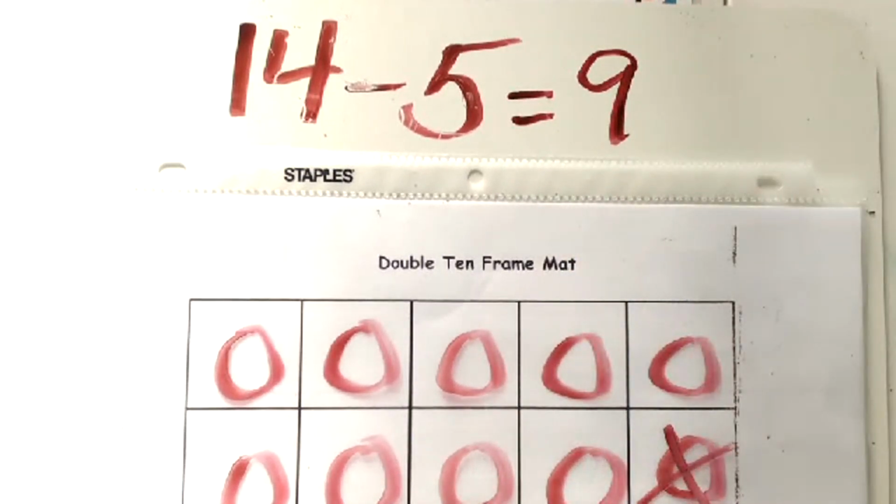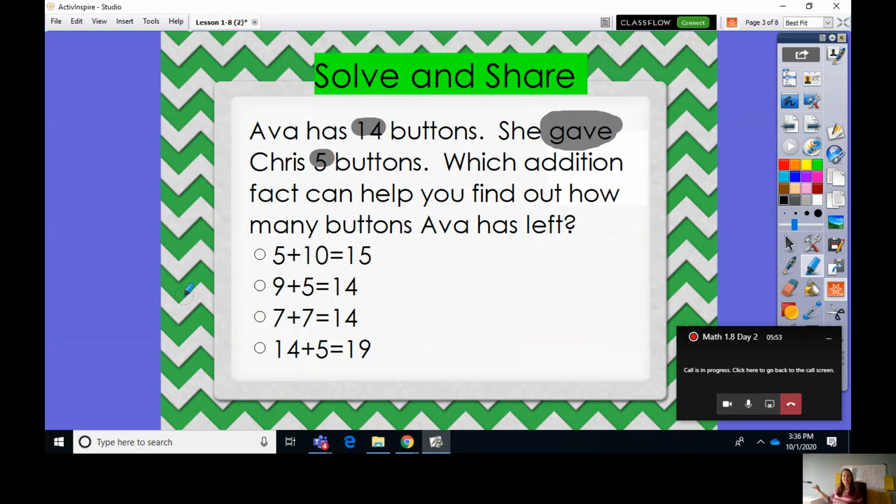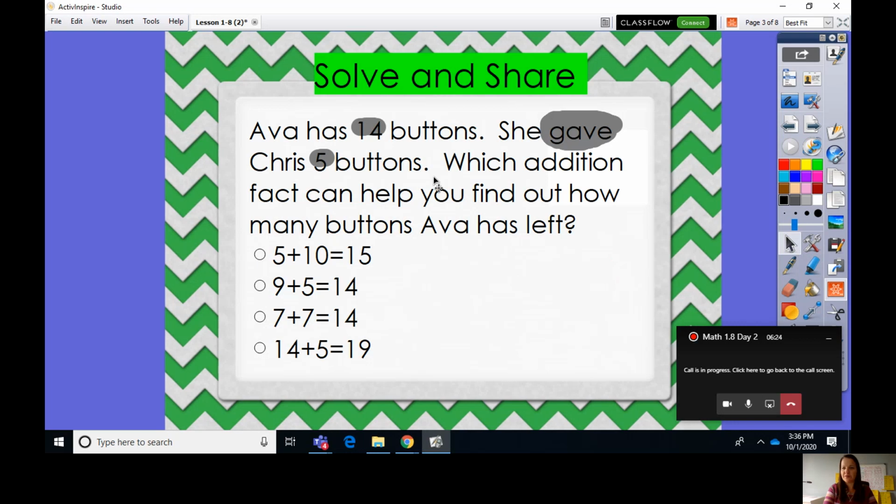Now, which addition fact can help you find out how many buttons Ava has left? So I know in my fact family here, I have 14 minus 5 equals 9. So will 5 plus 10 equals 15 help me? Does that tell me the addition fact that I can use? Well, no, they're not the same three numbers. So that's a no. I'm going to say nope.